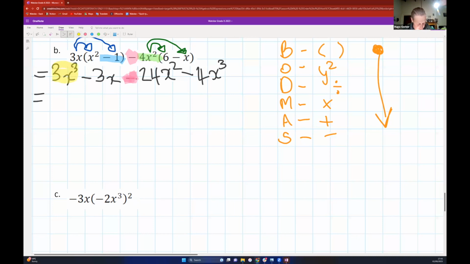Do we perhaps have brackets between the 24x squared minus 4x cubed?